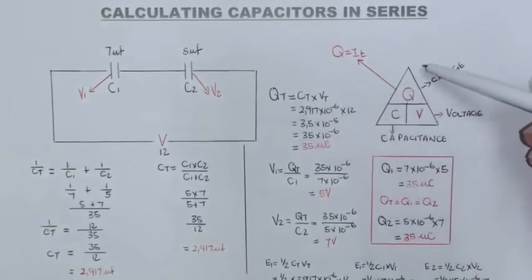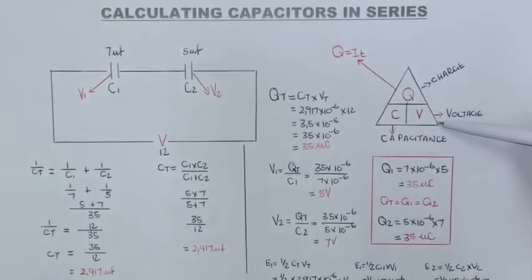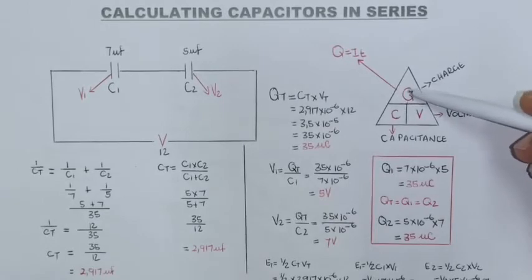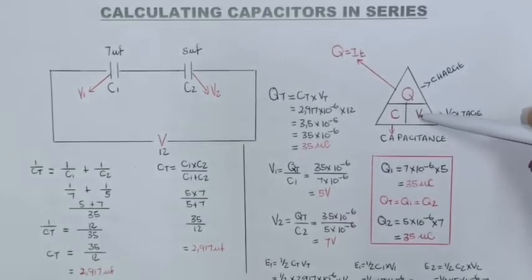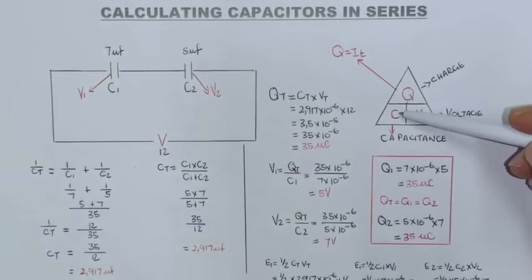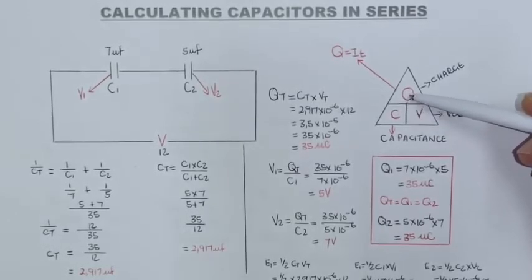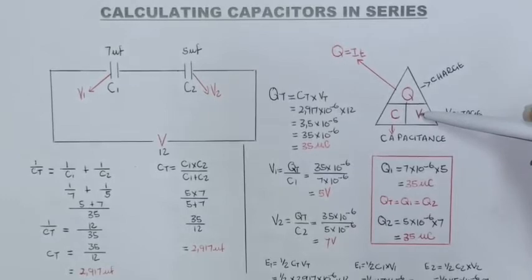Before we go into the calculation, I just want to explain the pyramid here. From this pyramid you can derive your formulas, right? You can calculate your charge, which equals my capacitance times my voltage. You can calculate your voltage, which is my charge divided by my capacitance, and my capacitance equals my charge divided by my voltage.